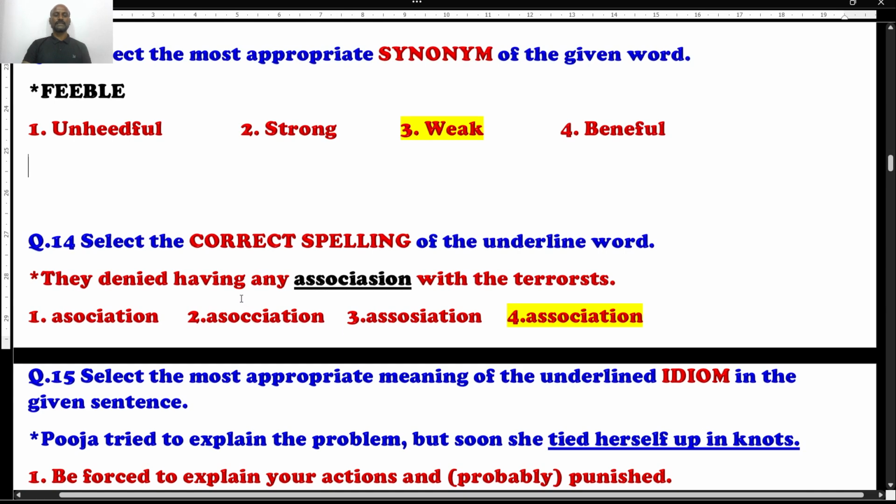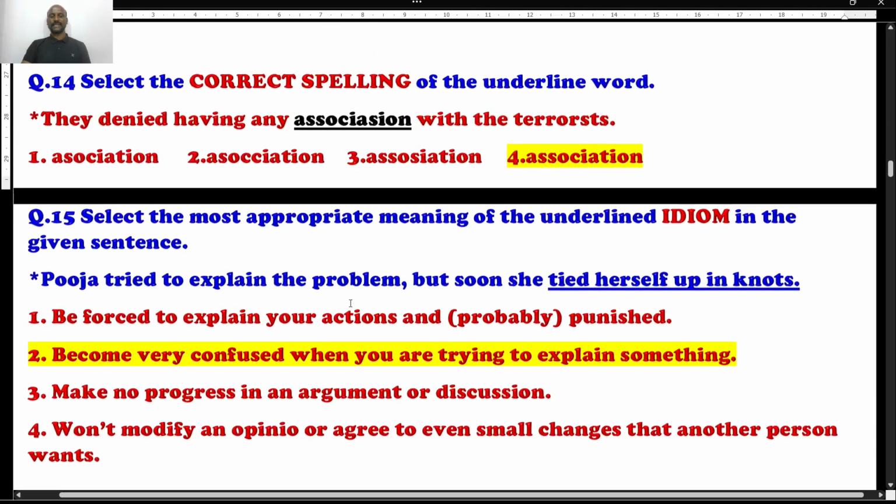Question number 14. Select the correctly spelled word. Here, the question is given. They denied having association with the terrorist. Which word is underlined? Association. Do you think that is the right spelling? No, not exactly. The right spelling for association is option 4. A-S-S-O-C-I-A-T-I-O-N. Students, again, it is a vocab based question. Let's move to the next question.